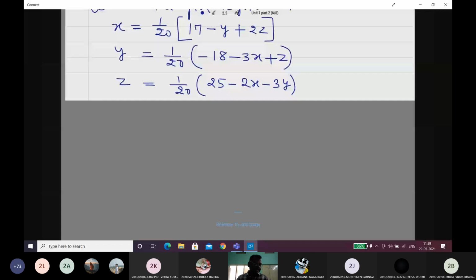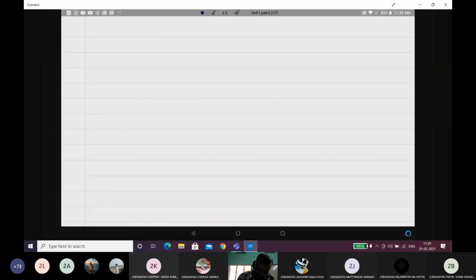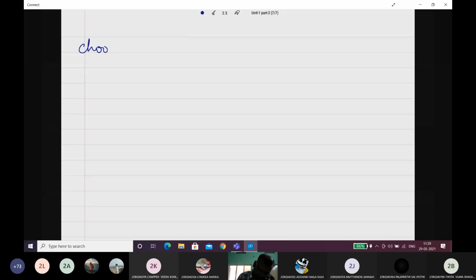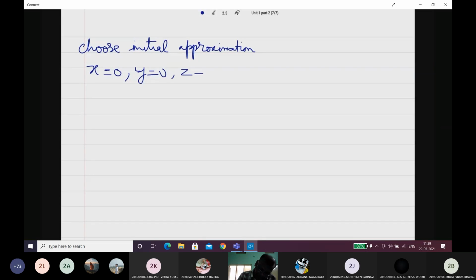Now, choose initial approximation: x equal to 0, y equal to 0, z is equal to 0. Now, first iteration.